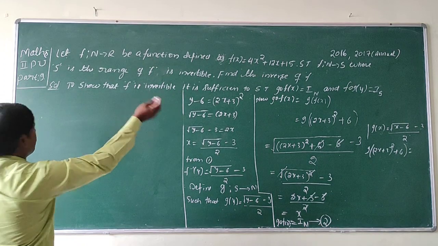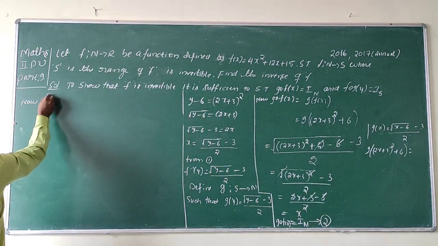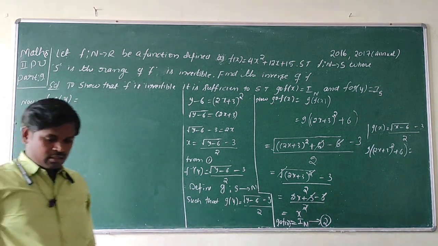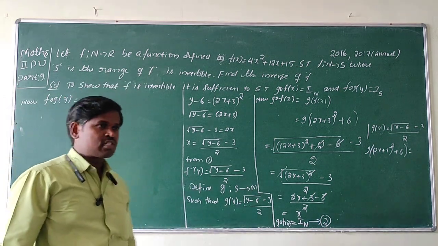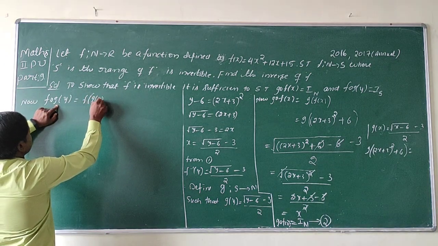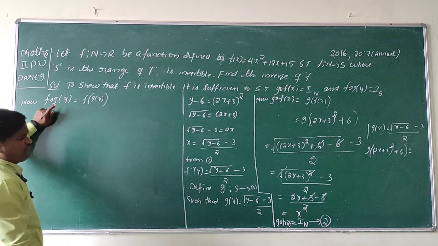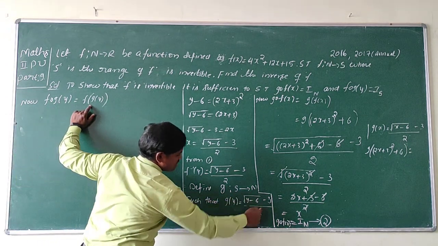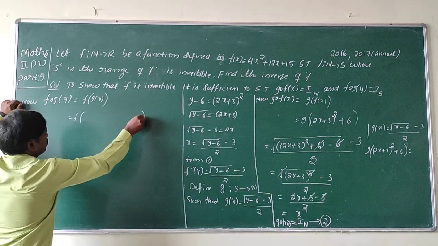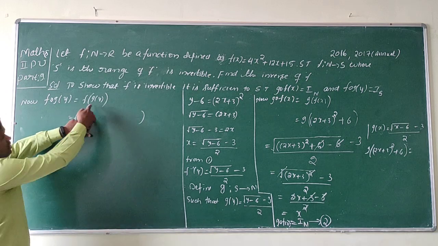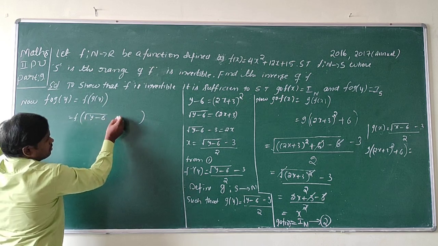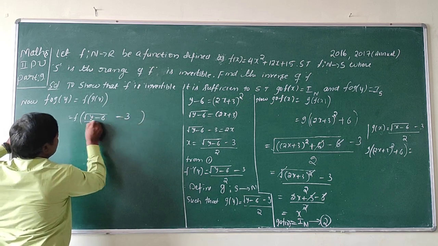Now, f circle g of y. By the definition of composition of functions, f circle g of y is equal to f of g of y. So g of y is equal to root of y minus 6, minus 3, divided by 2. So just put g of y here, in place of x: (root of y minus 6 minus 3) divided by 2.